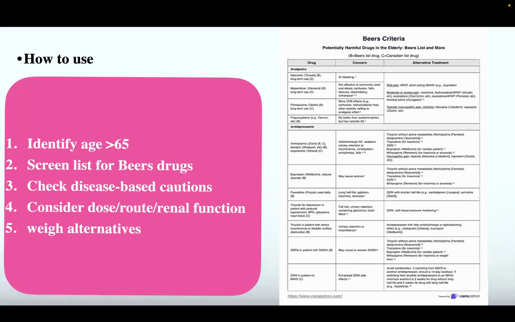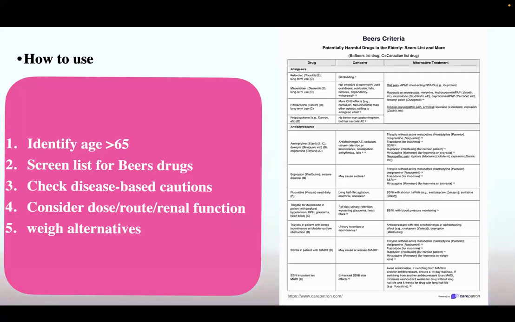So this is how Beer's criteria has a list of n number of agents. Okay, so Beer's criteria is nothing but a list of drugs, a list of drugs with the concern and the alternative treatment options. So you just need to search and check the disease-based caution, consider the appropriate route, and make alternatives. This is how Beer's criteria is theoretically understandable, right? In the upcoming slides, I also have a case to discuss to understand Beer's criteria in more detail. Don't worry, this is only for your example.